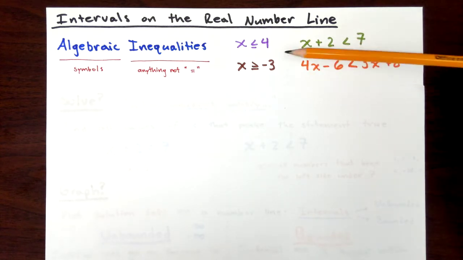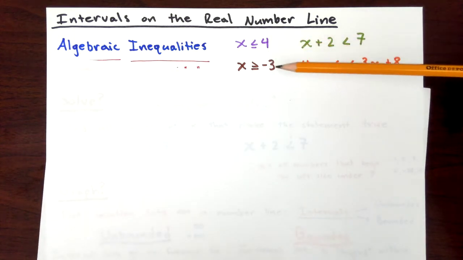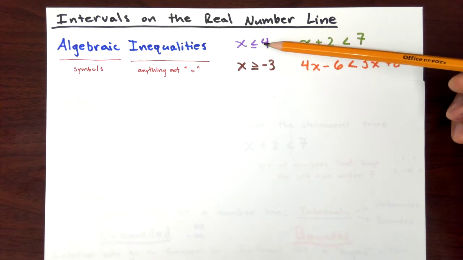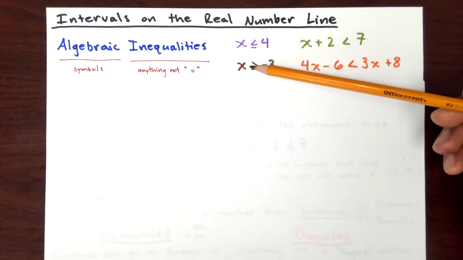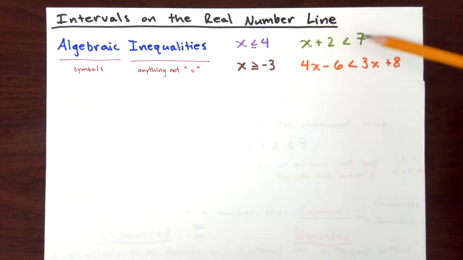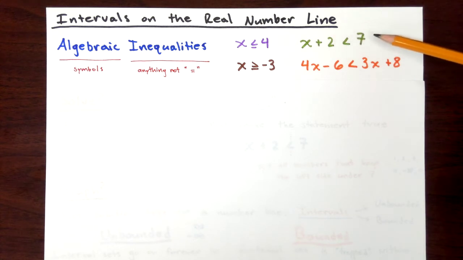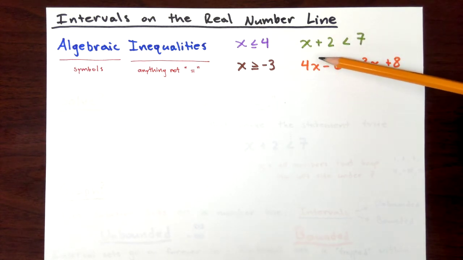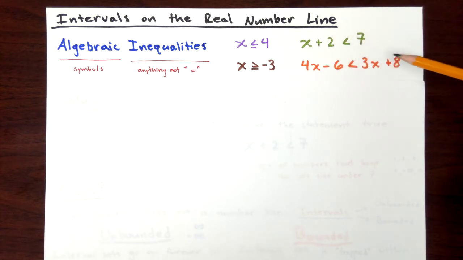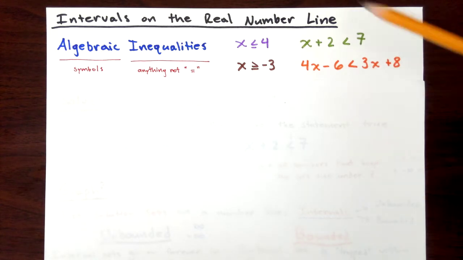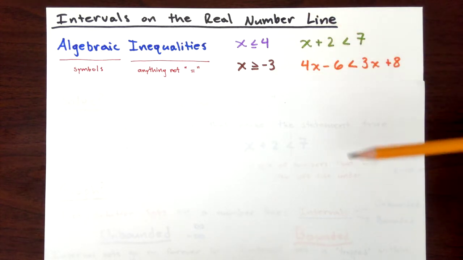So here we have some examples of algebraic inequalities. We have x is less than or equal to 4, x is greater than or equal to -3, x plus 2 is less than 7, and 4x minus 6 is less than 3x plus 8. So these are all examples of algebraic inequalities.